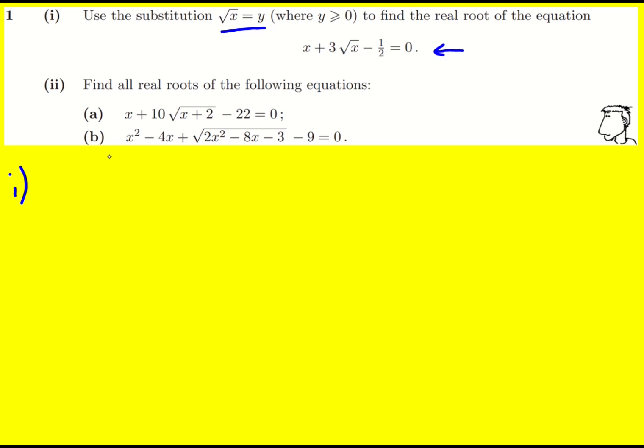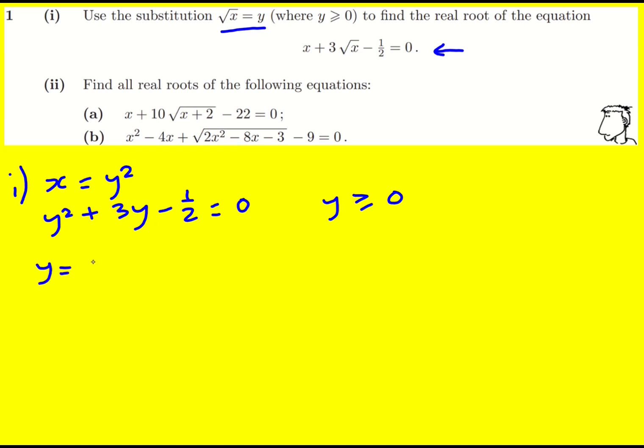So if root x is y, then we can square both sides to give x is equal to y squared. And then it becomes y squared plus 3y minus a half is equal to 0, with y being greater or equal to 0 to make the square root work. So I could times through by 2 and try to factorize. It's not going to factorize. Or I could just go straight for the quadratic formula here, or I could complete the square. I think I'm going to go with the quadratic formula. It's a bit awkward completing the square.